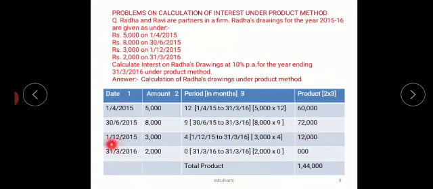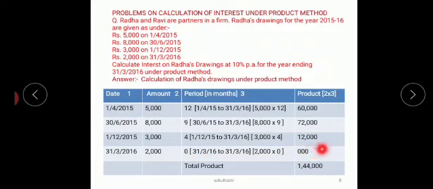Next I have on 1st December, it is 3,000. So December, January, February, March gives me 4 months. So 3,000 into 4 is 12,000. Next, on 31st March 2016, it is 2,000. On the last day I don't have any month. The interest will be charged from the next year, so I don't have any amount on the last day.